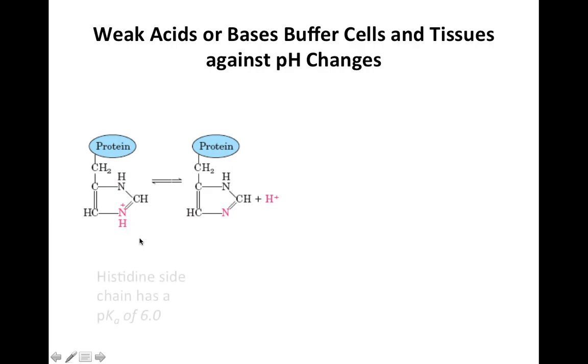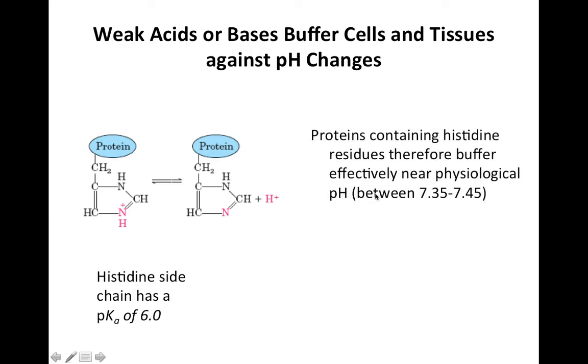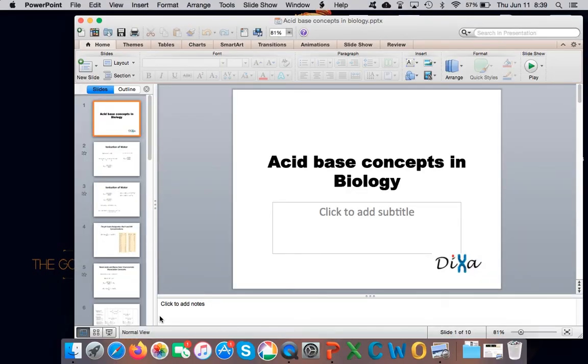Yes, so histidine has a side chain which has a pKa of 6. Okay, so the side chain of histidine has a pKa of 6, and we all know that proteins which contain histidine can effectively buffer at physiological pH. What is physiological pH? 7.35 to 7.45. How can it buffer better? Because it has a pKa of 6, which is close to the physiological pH.